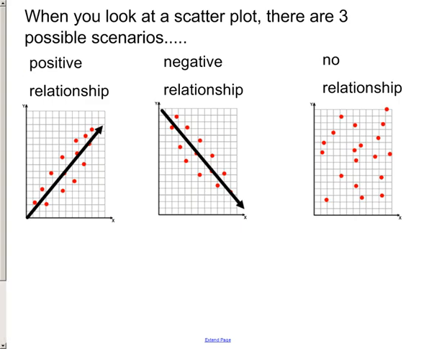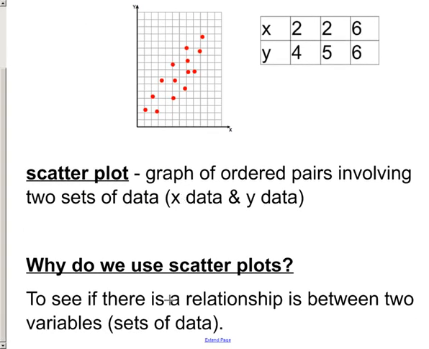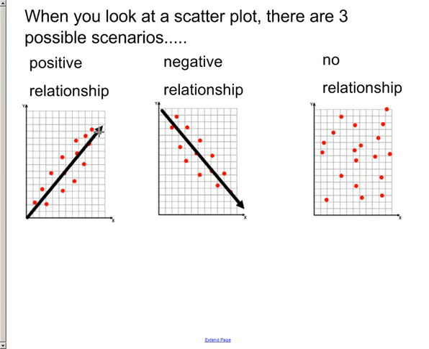So, quick recap. What are scatter plots? Well, they're just a bunch of ordered pairs put on a graph. Why do we use them? It lets us see if there's a relationship between the x and y values, the x and y data. And if we can see the positive relationship, yes, there's a relationship. If it's negative, there's still a relationship. It's just negative. And then sometimes we'd have to say, hey, there's no relationship at all.